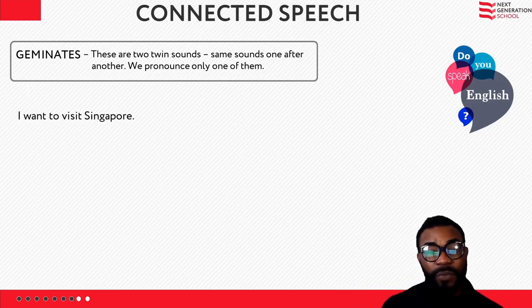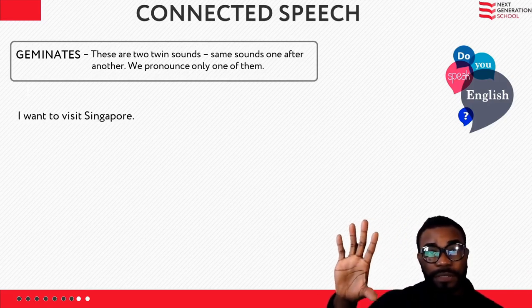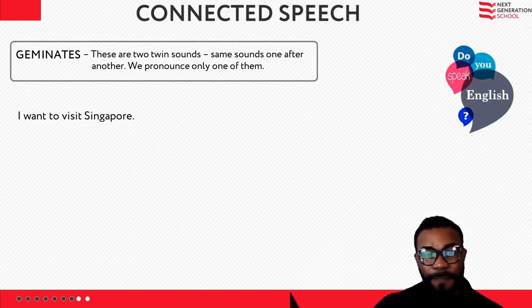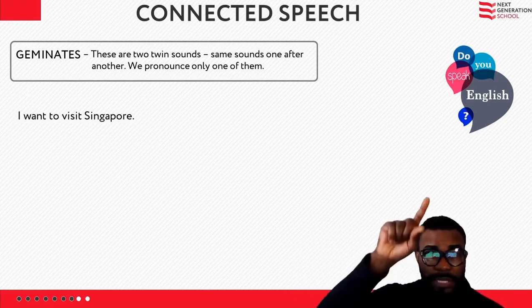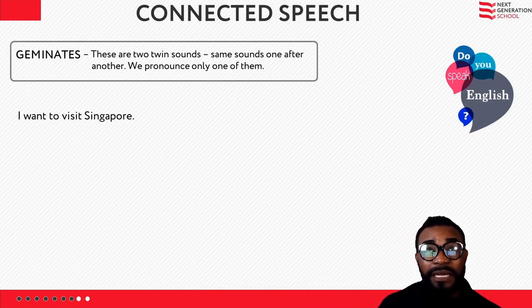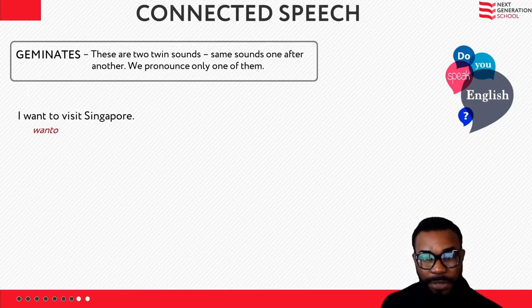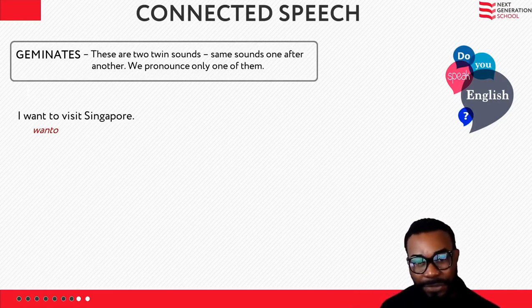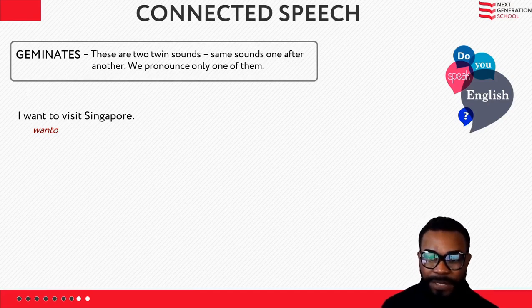Examples. Here we have "I want to visit Singapore." Then we have "want" and "to." So we don't say "I want to." Nope. We just say "I want to." So we pronounce just one t. I want to visit Singapore. Not "I want to." That's not correct. That's not natural. I want to.